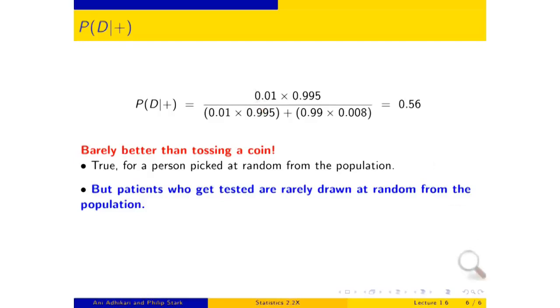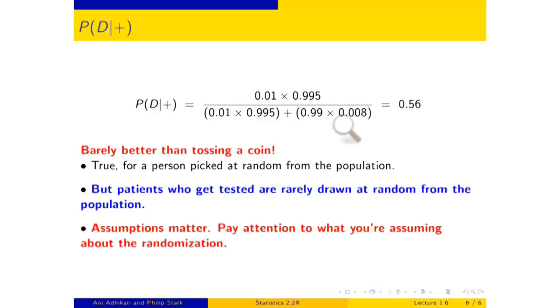The point I'm trying to make here is that this answer, which uses population proportions, is correct only if the patient is being picked at random from the population. Any other kind of patient, it does not apply. And so the moral of the story, as has been all along, your assumptions matter. Be careful about your assumptions, and when you're doing probability calculations, before leaping into a calculation, look at the randomization.